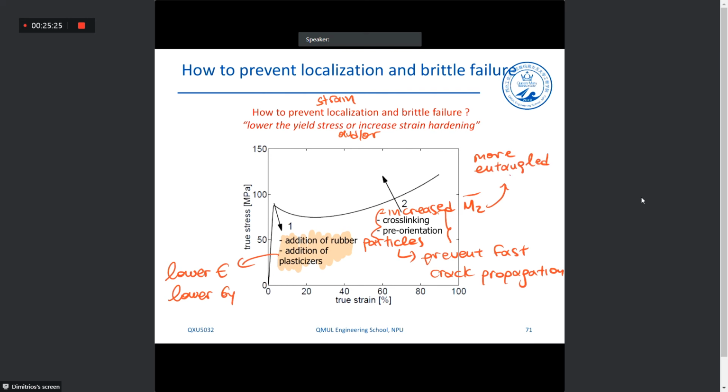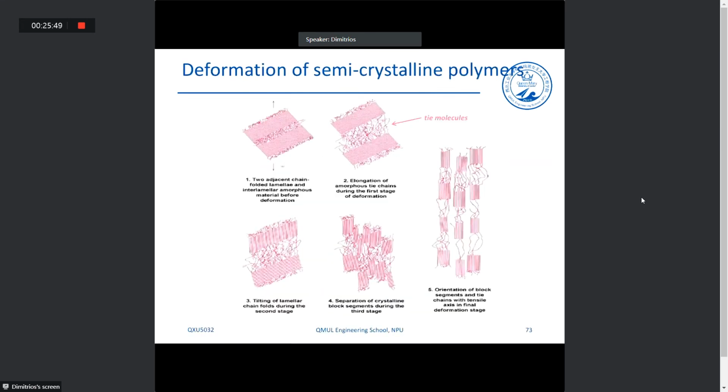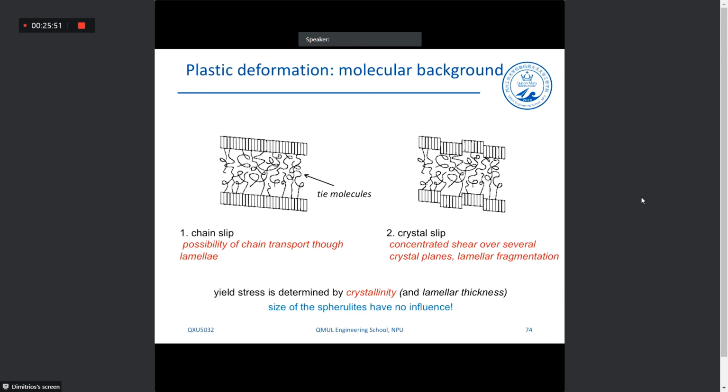Okay. And that is generally how some of the methods that we apply in order to affect and control the ultimate mechanical properties of a polymer. We saw these. Yes, and this is the plastic deformation, essentially how it takes place by chain slippage and crystal slippage.